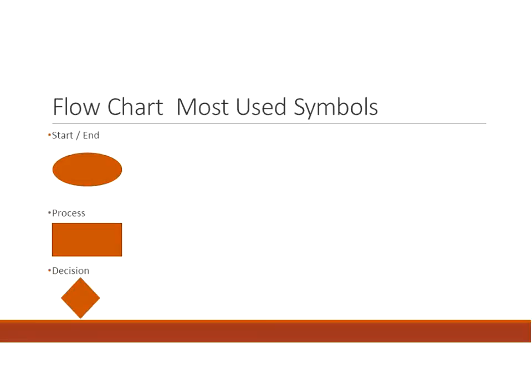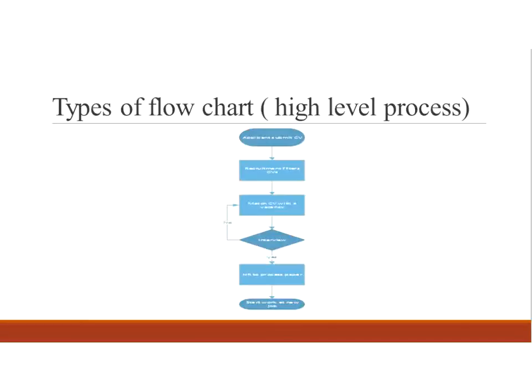The flowchart must use symbols. You can see the start and end symbol. If you use this symbol, it's dedicated to the start and end, so you don't have to write start and end for each process. And if you use the process symbol, you can just write inside it what you exactly mean. And if you have a decision, where you are going to answer in yes or no situations, you must use the diamond shape. So these are the most common shapes that you will use in Visio software.